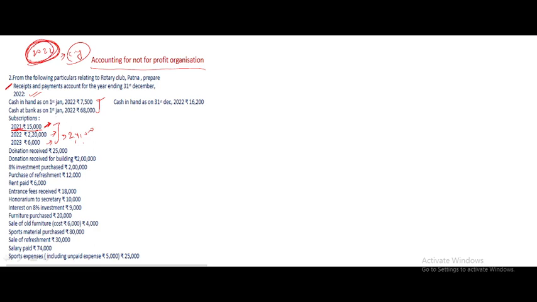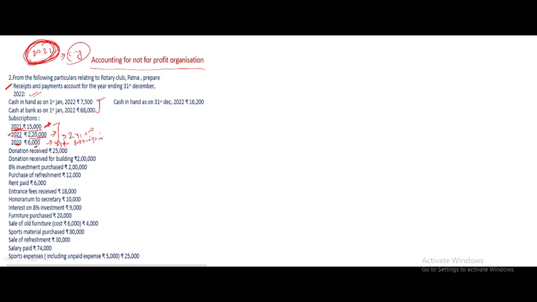Okay, 2022, 2,20,000 means subscription received 2,20,000 for the current year 2022. 2023, 6,000 means subscription received 6,000 in the current year, that is 2022, for next year 2023. This is the advance subscription.